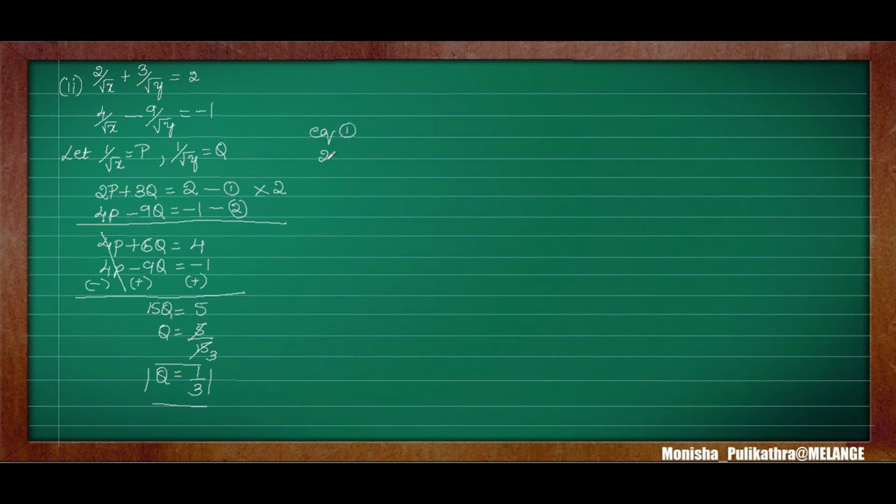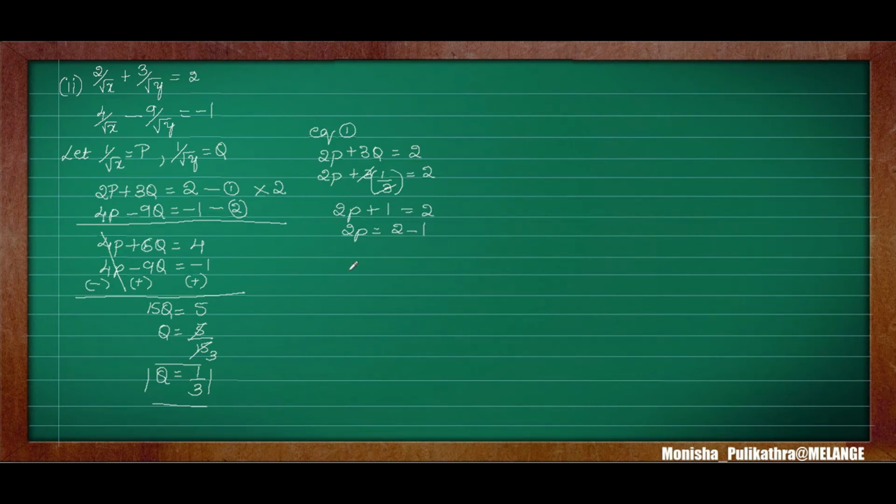Equation 1 is 2p plus 3q is equal to 2. So 2p plus 3, instead of q we substitute 1 by 3, is equal to 2. The 3s cancel each other. So what remains is 2p plus 1 is equal to 2. So 2p is equal to 2 minus 1.